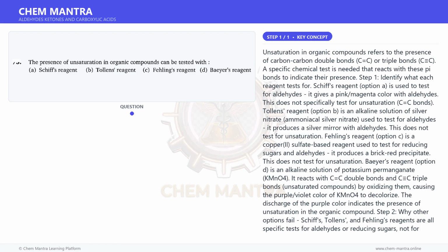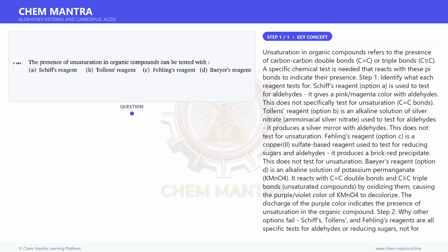Baeyer's reagent, option D, is an alkaline solution of potassium permanganate, KMnO4. It reacts with C=C double bonds and C≡C triple bonds, unsaturated compounds, by oxidizing them, causing the purple-violet color of KMnO4 to decolorize. The discharge of the purple color indicates the presence of unsaturation in the organic compound.